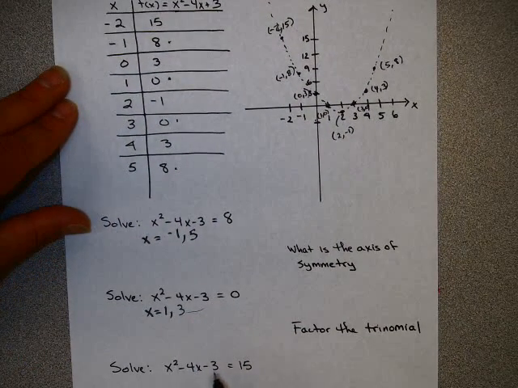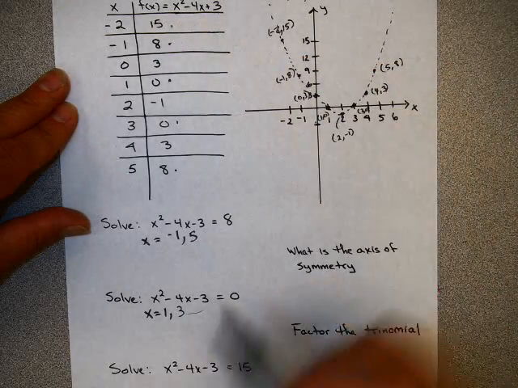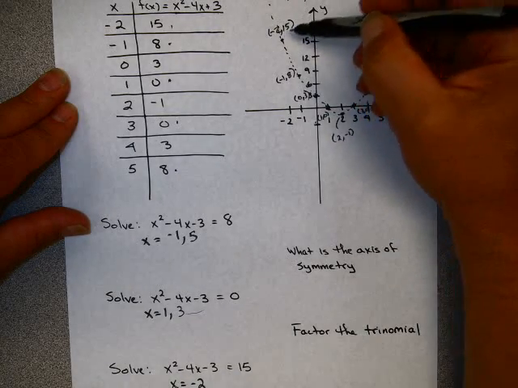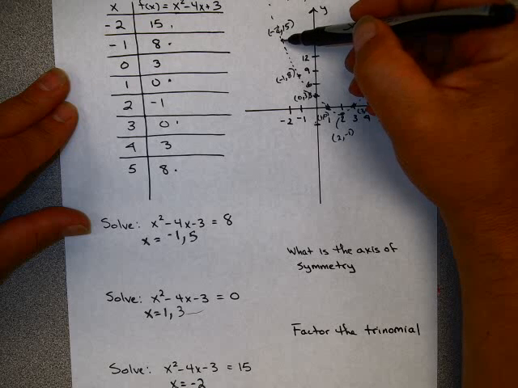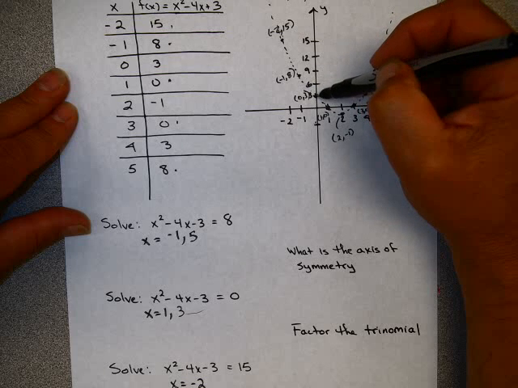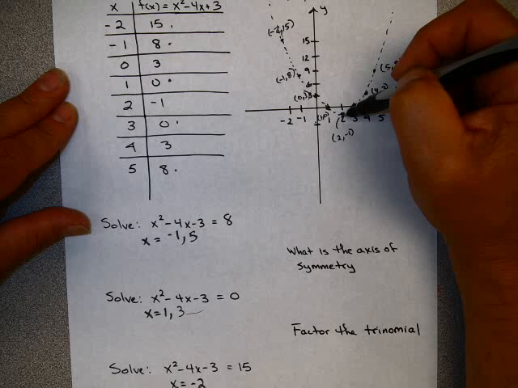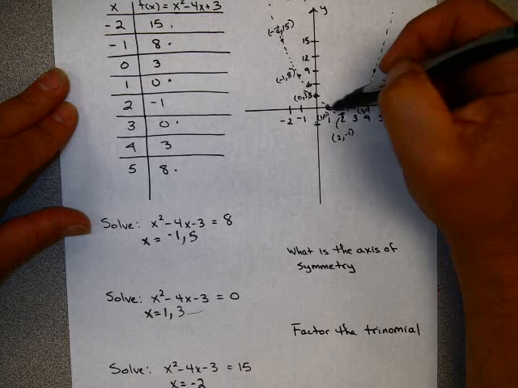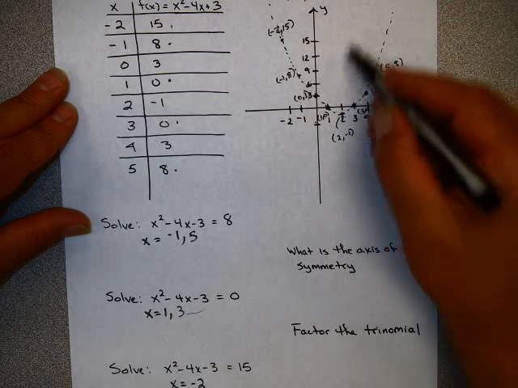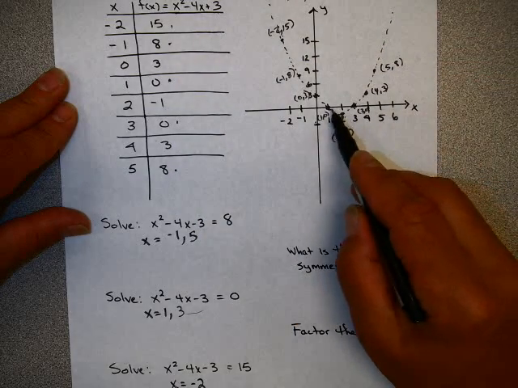Let's try a little bit harder problem. x squared minus 4x plus 3 equals 15. Well, again, we see that that gives me negative 2. But remember, this pattern is going to continue. As I moved from negative 2 to negative 1, I went from 15 to 8. And from negative 1 to 0, I went from 8 to 3. And from 0 to 1, I went from 3 to 0. And then from 1 to 2, I went from 0 to negative 1. But then I started going up again.